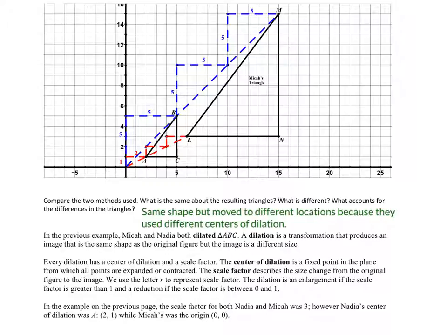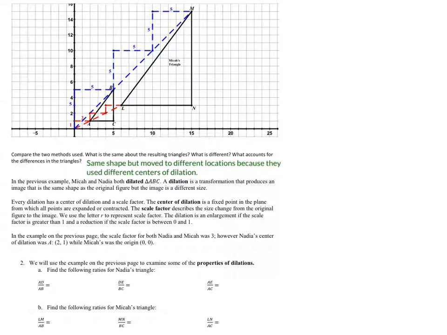In the example on the previous page, the scale factor for both Nadia and Micah was 3. However, Nadia's center of dilation was A, which was (2, 1), while Micah used the origin (0, 0). We will use the examples on the previous page. We'll just use this one, right? Because the sizes of Nadia's were the same as Micah's.